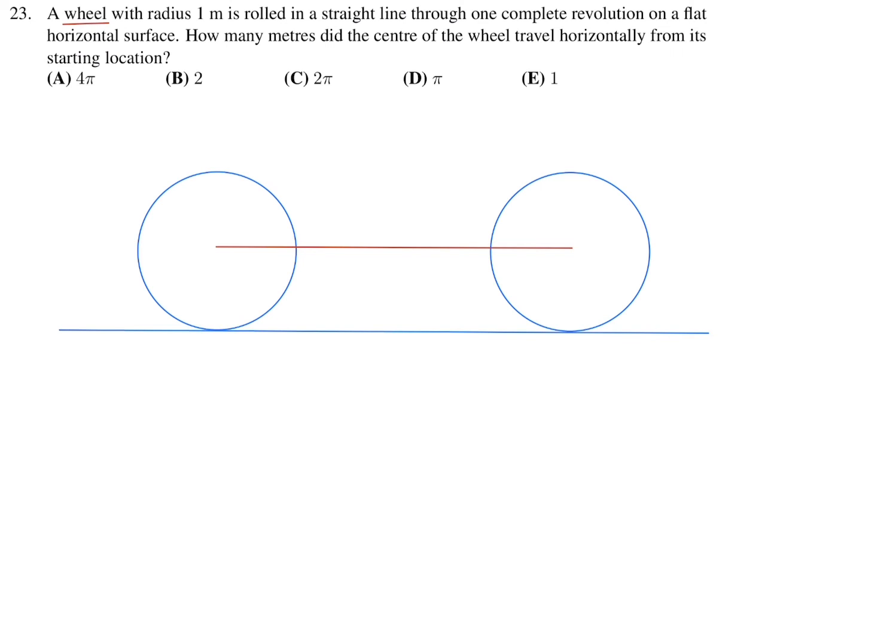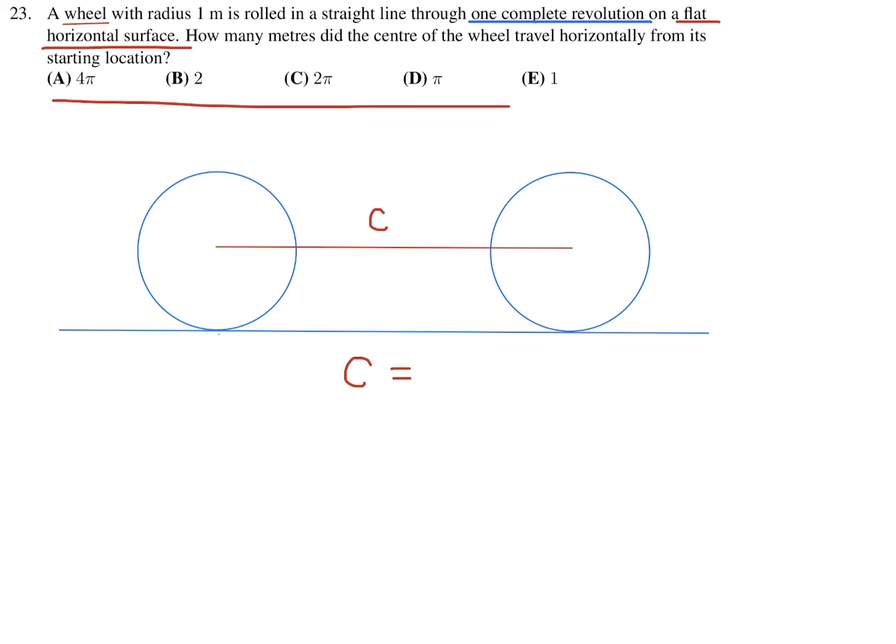Well, this question basically says that the wheel is turning one complete revolution. So that means that along the floor, the flat horizontal surface, it's going to travel from here and then eventually end here. Now that distance represents one complete revolution. It represents the circumference, c. So the answer to this question is C.